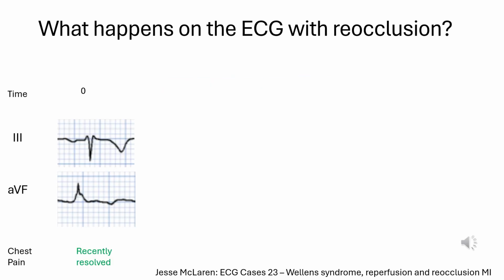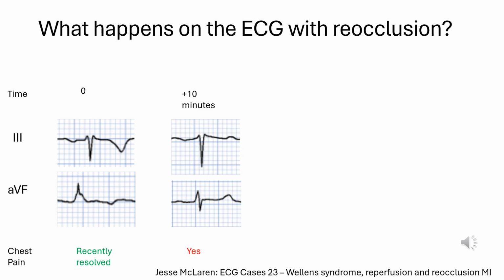What happens on the ECG with acute reocclusion of a recently reperfused artery? Let's turn to this example from Jesse McLaren's ECG Cases blog to illustrate. At time 0, we have a patient with recently resolved chest pain who has some inferior T-wave inversions consistent with potential reperfusion. 10 minutes later, they develop chest pain, and the ECG that's obtained isn't really too remarkable for markers of acute occlusion.